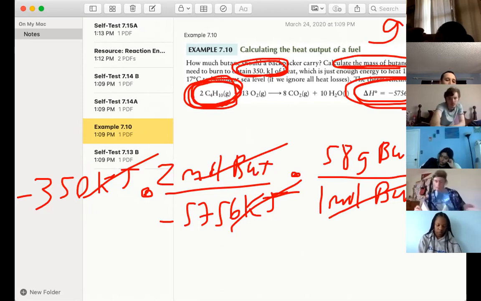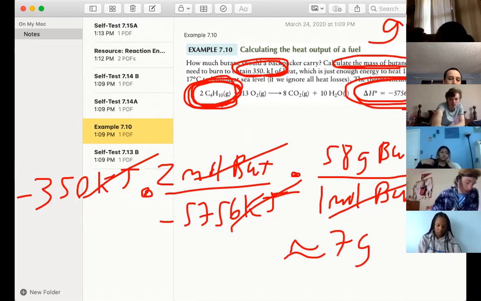That's going to be about 1/8, and if you divide 58 by 8, you get about 7. So you're going to get approximately 7 grams of butane. Okay, you get right around 7 grams of butane. So that's how that math works out.